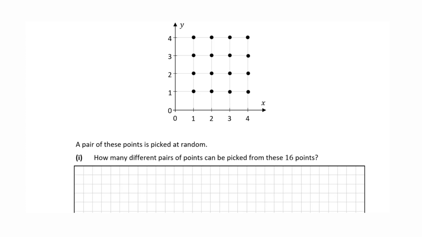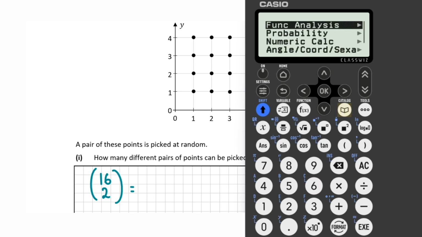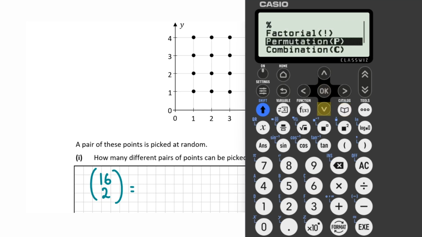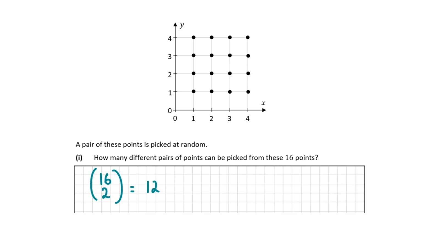So if you think about it, we have 16 points, and they are asking you how many pairs of points. So in a pair, there's going to be 2. So we're going to have to use the combination function on our calculator in order to solve this part of the question. So this is going to be 16, and then in order to get the combination, we need to press catalog, go down to probability, and select combination, and click 2, and that gives us an answer of 120. So that basically means that 120 different pairs of points can be picked from 16 points.